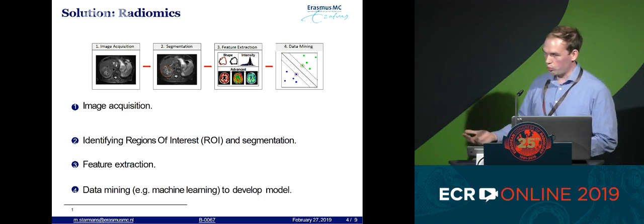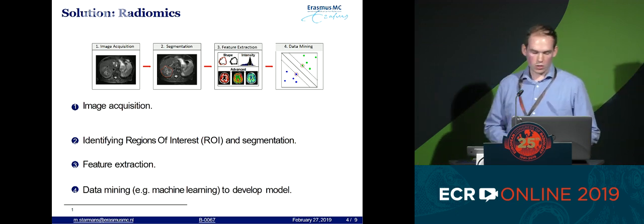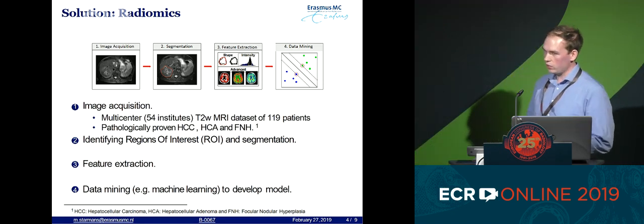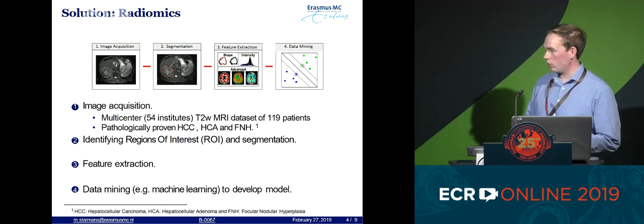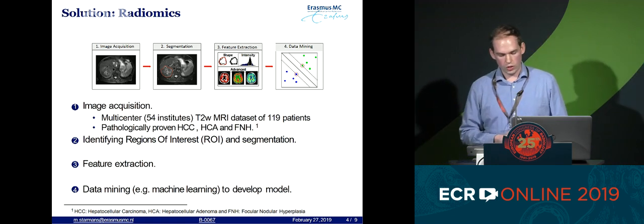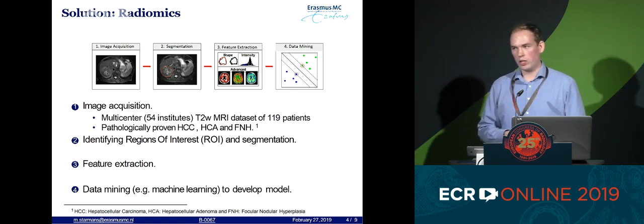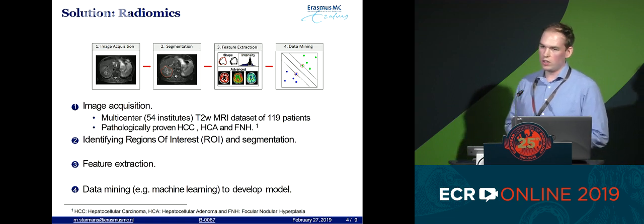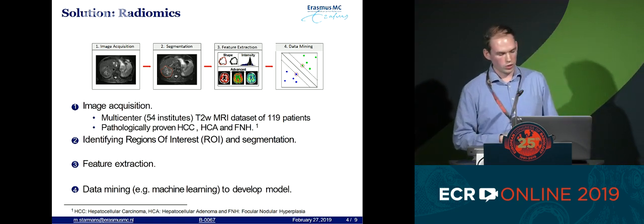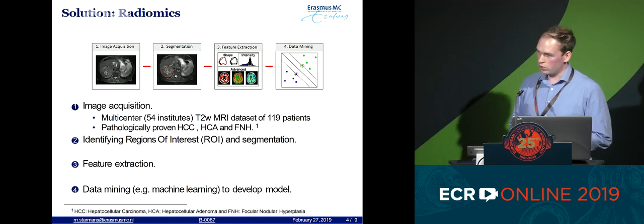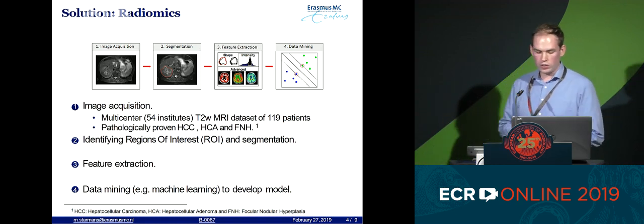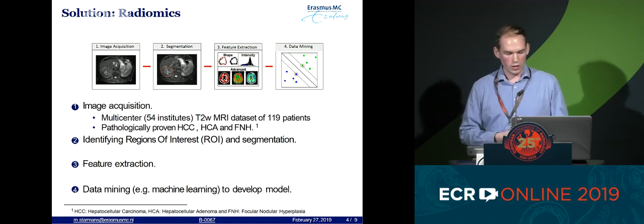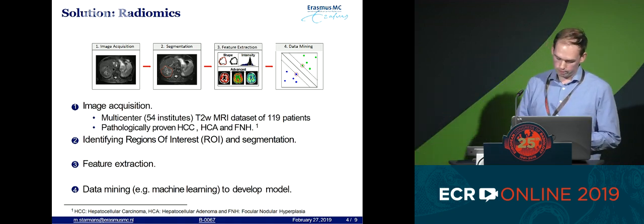Now we are going to apply it in this study. We start with the image acquisition. We acquired a multi-center database. These scans originate from 54 different institutes, T2-weighted MRI of 190 patients. You can imagine this data set is quite heterogeneous, with quite a variety of imaging protocols in here. All these patients have a pathologically proven HCC, HCA, or FNH. So we have one malignant subtype, HCC, and two benign subtypes.